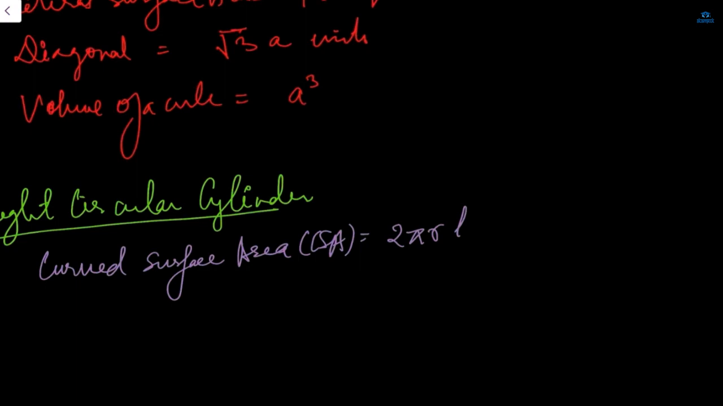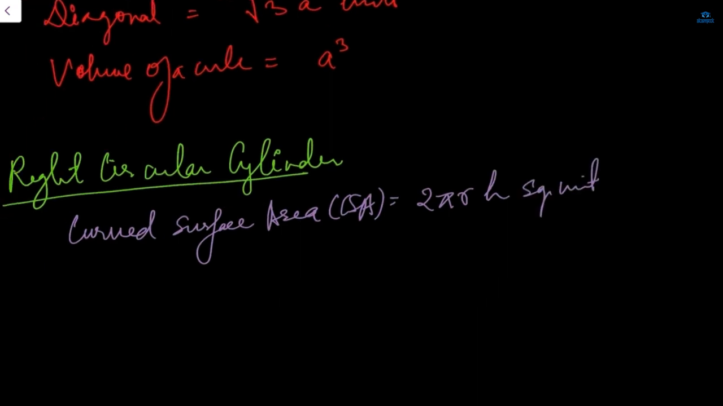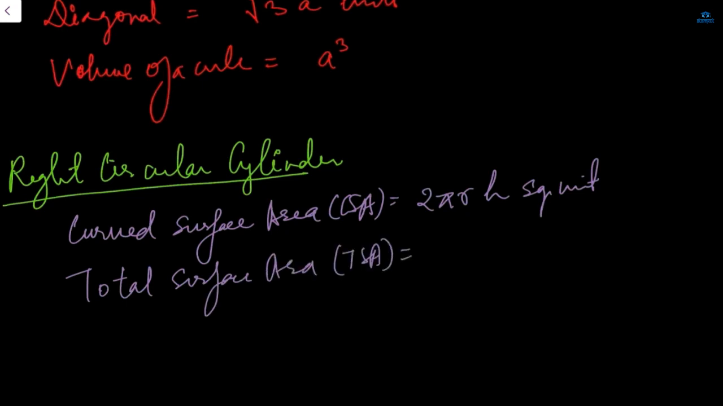Since it is in the curved form, the curved surface area is the circumference of the base into the height. So it is 2 pi r h square units. Now comes the total surface area, that is TSA. For the total surface area, you have to take the curved surface area plus the area of the two ends, the top and the bottom.